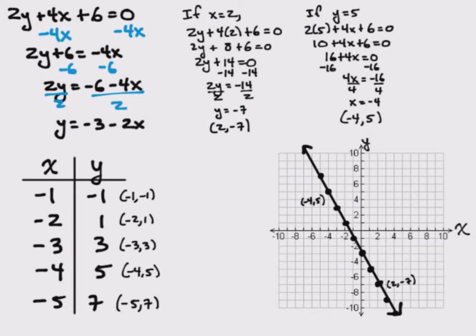Now let's just talk about our intercepts. Our y-intercept appears to be the point (0, -3), which we can confirm algebraically and probably mentally just by substituting in a 0 for x. Of course the y value would be -3.